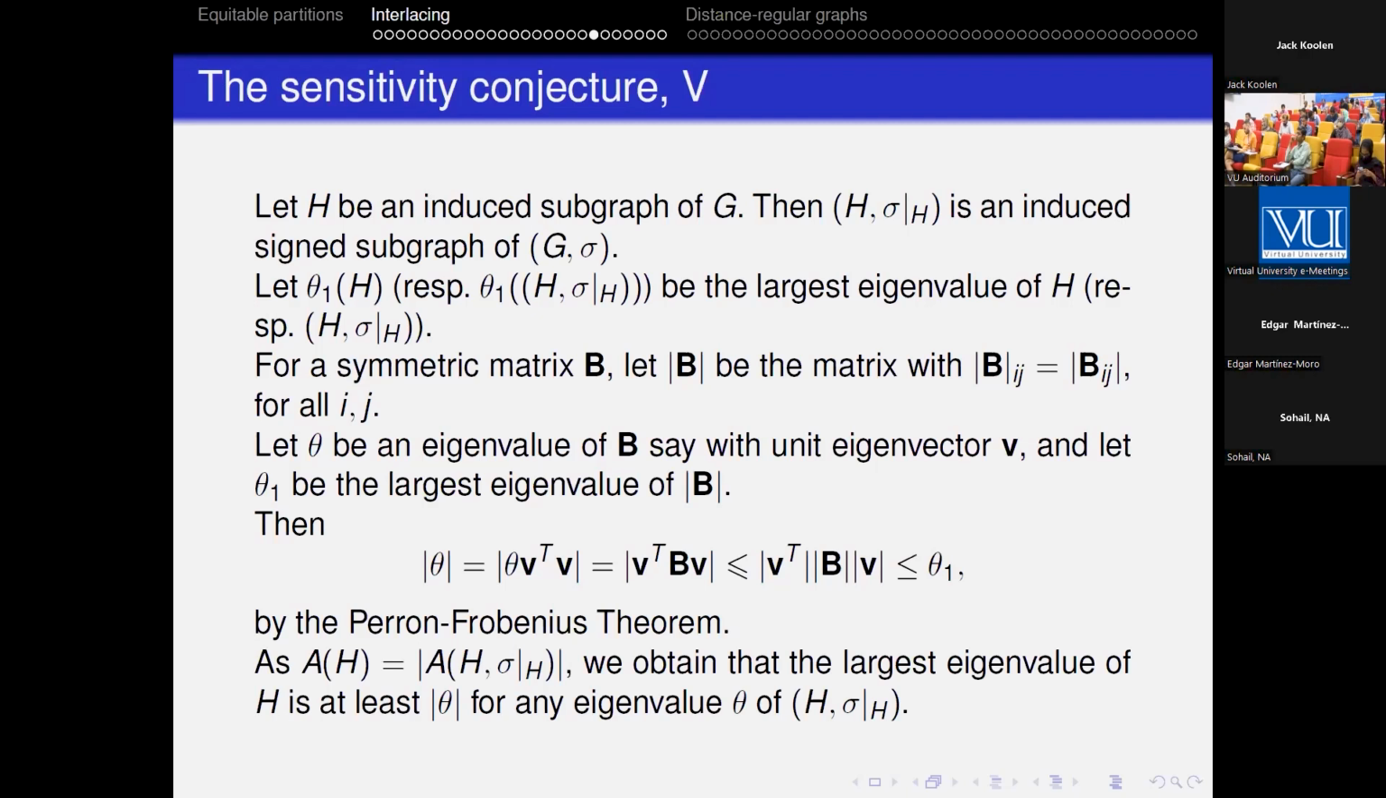So now you observe that A8 is exactly the absolute value of A8 sigma restricted to H. So we obtain that the last eigenvalue of H is at least sigma of theta in absolute value for any eigenvalue theta of H, yes? So this shows that the last eigenvalue.